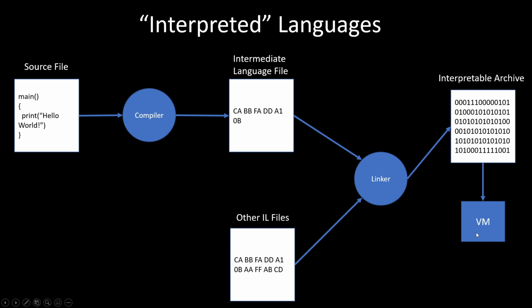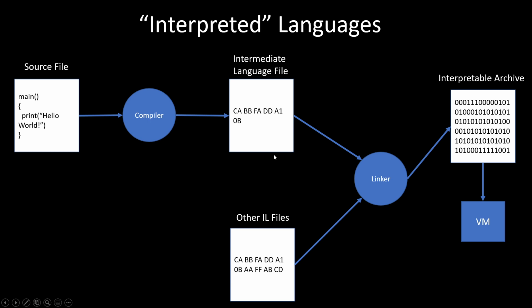Now, what was the main drive to invent virtual machine languages like Java? Well, one of the main drives was, hey, wouldn't it be cool if I just write a source file and I compile it to this intermediate language, but then I can take this intermediate language, this interpretable archive?